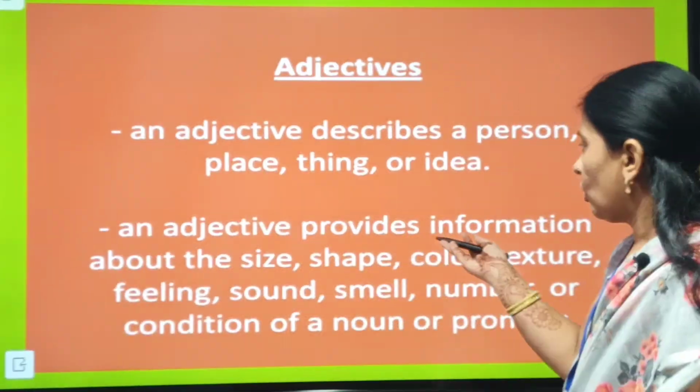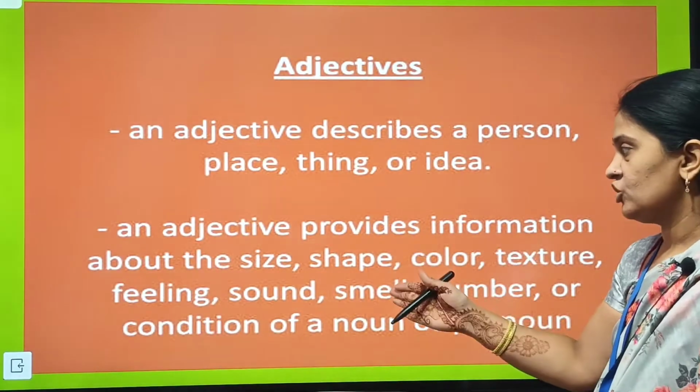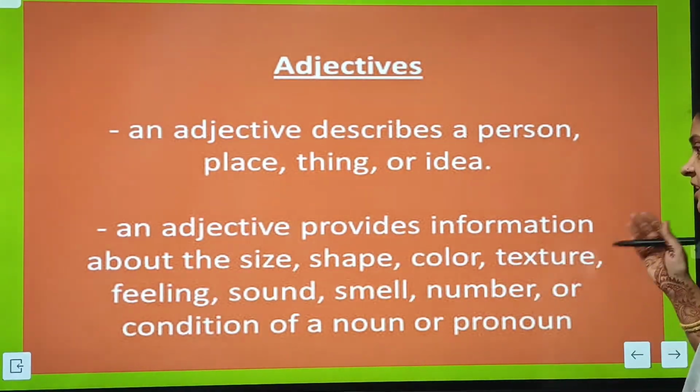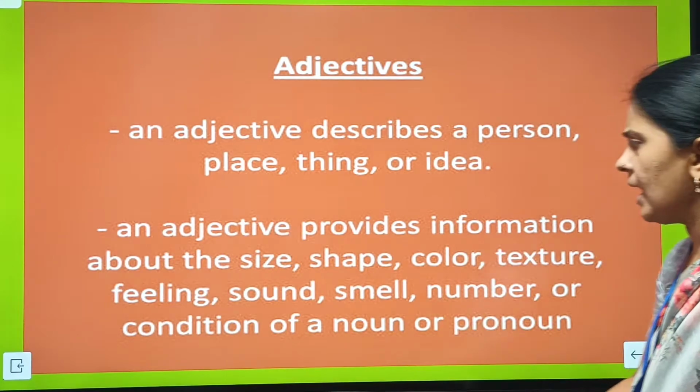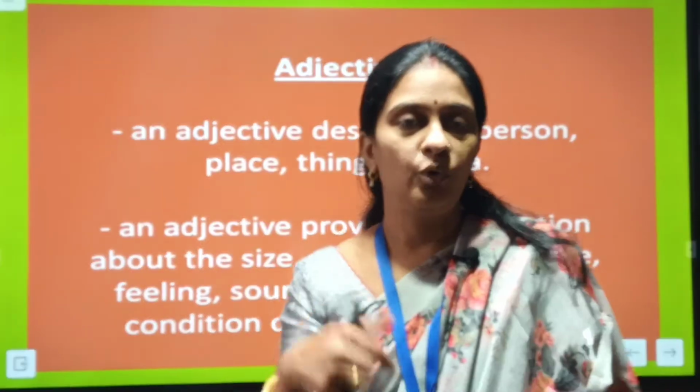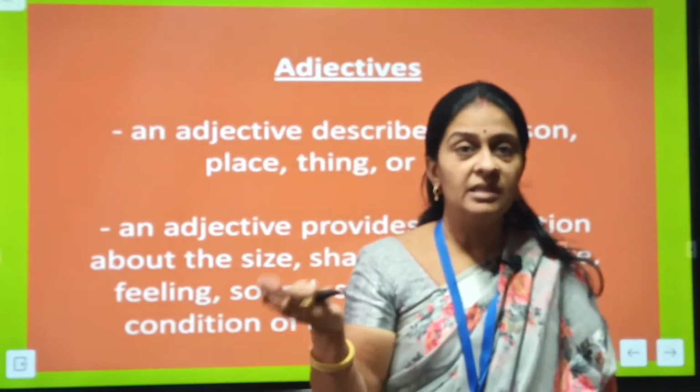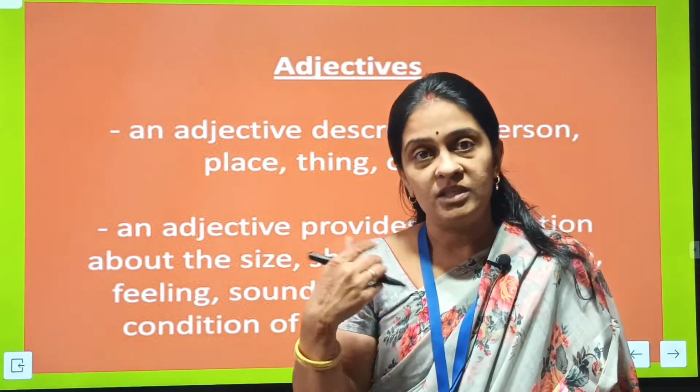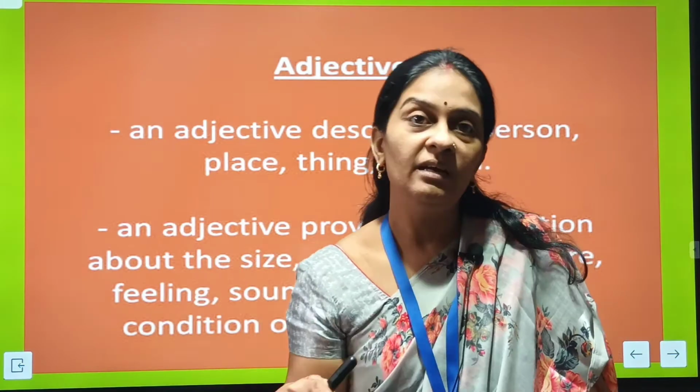An adjective provides information about the size, shape, color, texture, feeling, sound, smell, number or condition of a noun or a pronoun. किसी वस्तु की, किसी पर्सन की विशेषता बताने वाले शब्दों को हम कहते हैं विशेषण.